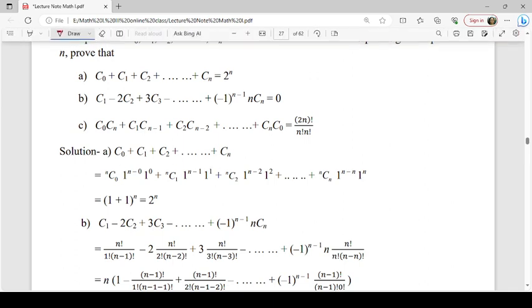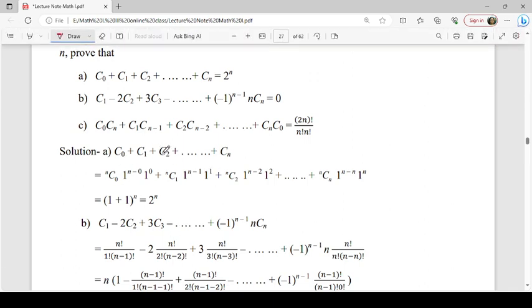Now we see C naught plus C1 plus C2. When we have to prove it, in place of C naught we write nC0, then nC1, nC2, nCn, and we are multiplying each by 1. So we can write 1 to the power n minus 0, 1 to the power 0. All are 1. And comparing with the expansion formula, we can write it as (1 plus 1) whole to the power n. So it is 2 to the power n. So this is the proof.